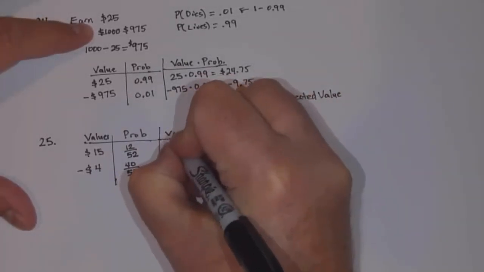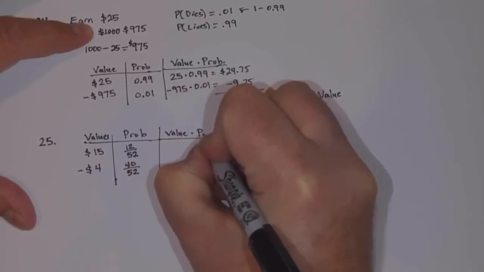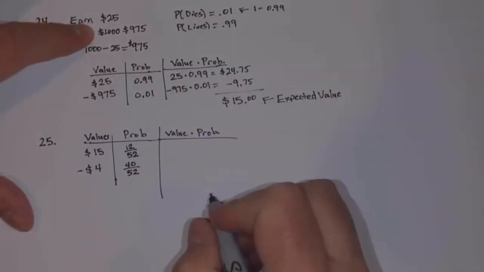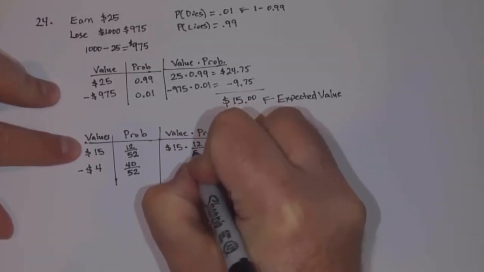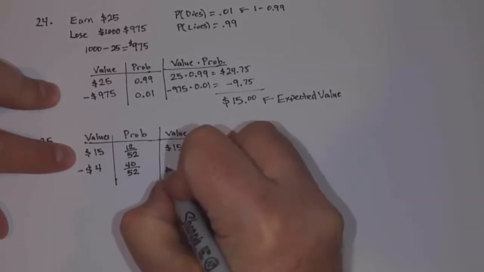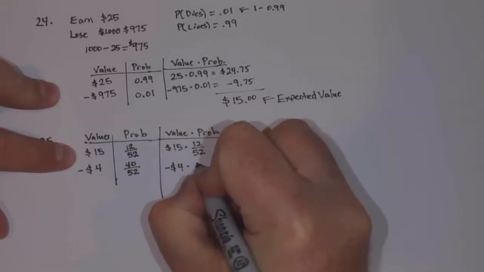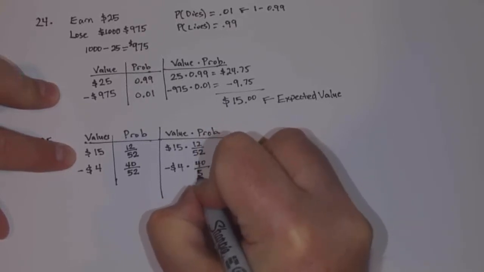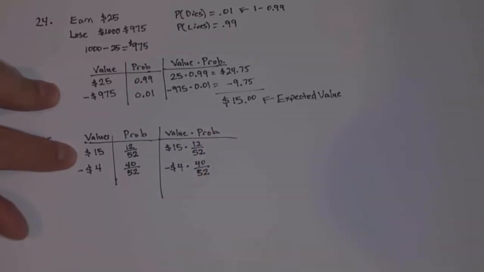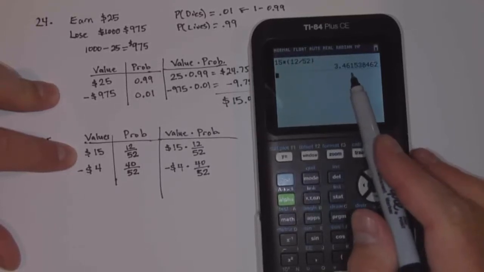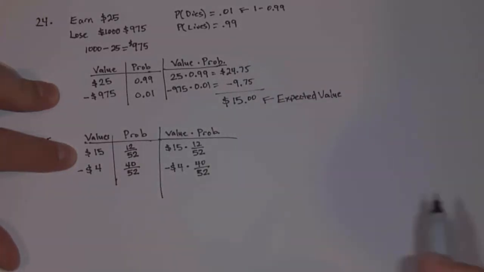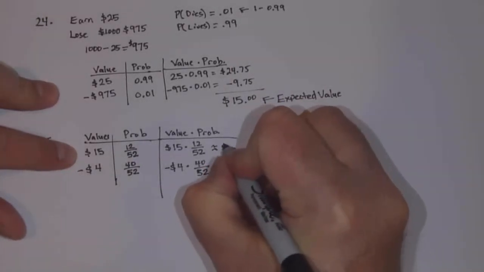So we're going to take each value times the probability. I'm going to take the $15 times the 12 out of 52, and I'm going to take the negative $4 times the 40 out of 52. If I bring in my calculator, 15 times 12 out of 52, that is approximately 3.4615. I'll round to 4 places.